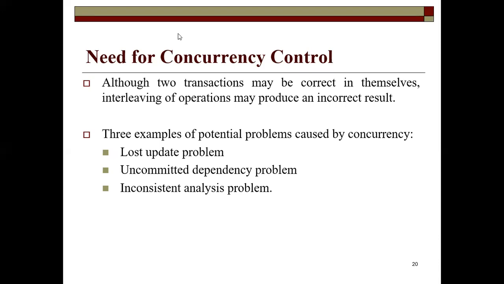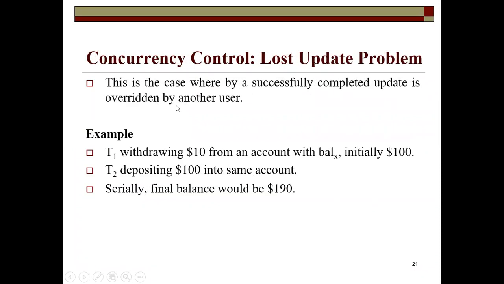Three examples of the kind of problems that we can encounter when you're trying to have more than one transaction performing. We have the lost update problem, the uncommitted dependency problem, and the inconsistent analysis problem. So we will look at the lost update problem.